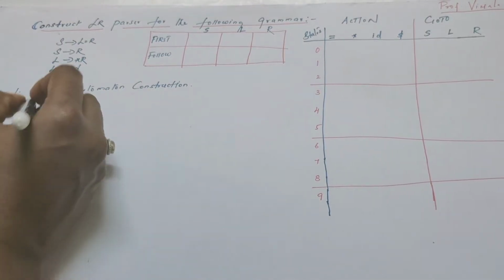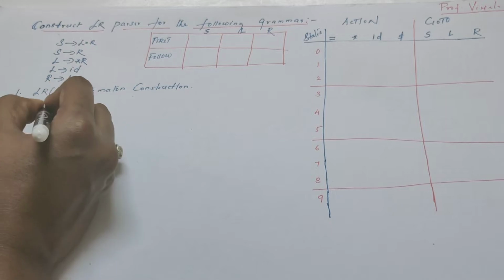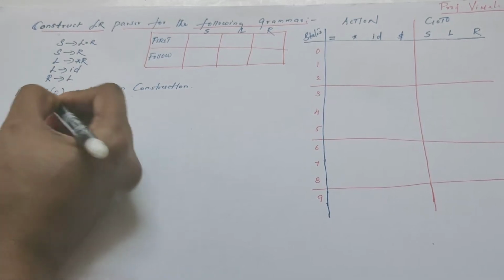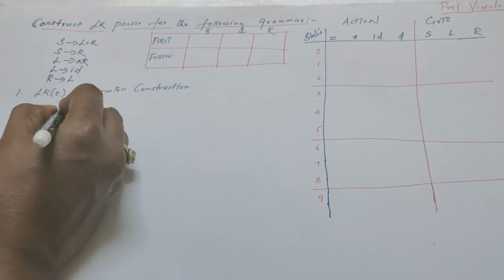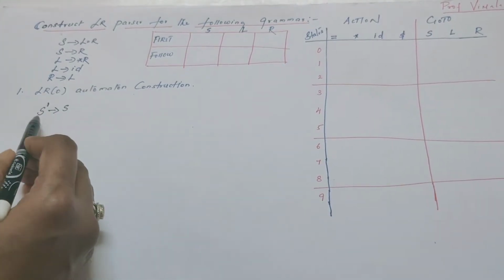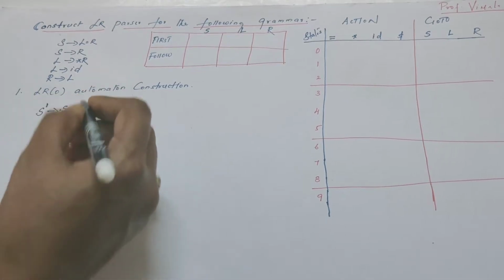So how do we do that? First we need to augment the grammar. So what is the augmented grammar? Take a new start symbol, let it be S dash. That should derive the start symbol of the given grammar. So S dash derives S and keep the dot at the leftmost.